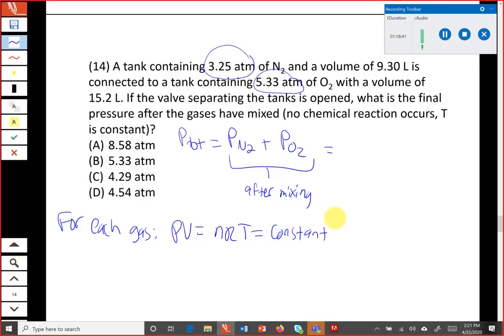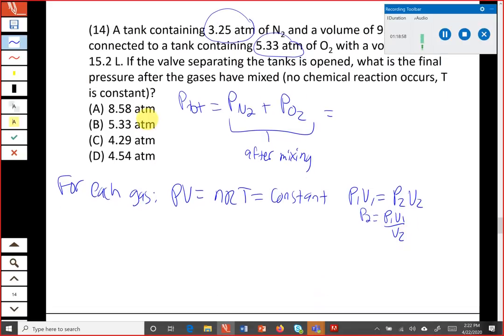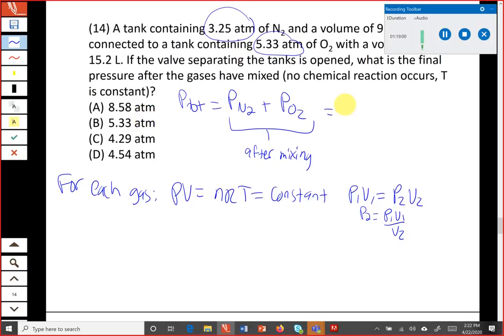And we're going to use Boyle's law, P1 V1 equals P2 V2, to find the pressure of each gas after it mixes together, the partial pressure of each gas. So P2 would be P1 V1 over V2. We're going to do that for both gases separately, and then we're going to add them together at the end, because once they mix together, the total pressure is just the sum of the individual pressures.